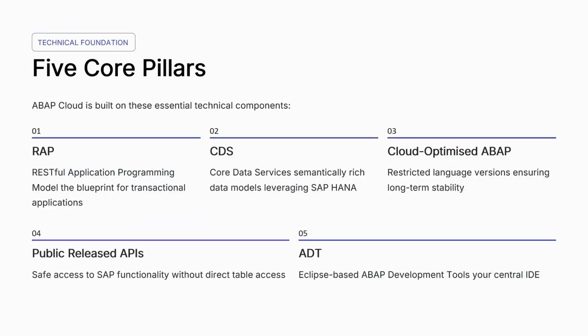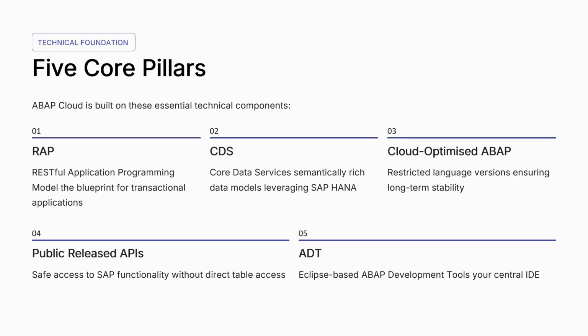So here is the technical foundation. ABAP Cloud is built on 5 core technical pillars. So let's go through them one by one. The first one is RAP, RESTful Application Programming Model. RAP is the blueprint for transactional application development in the cloud. It defines the entire architecture, the database model, the business logic, the service exposure, everything is model driven and structured. RAP ensures performance and upgrade safety.